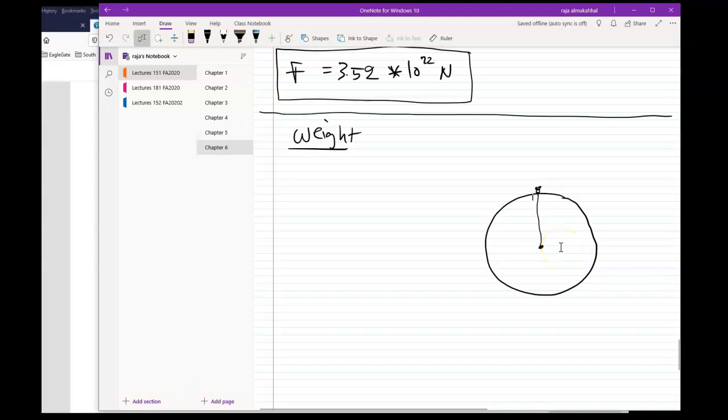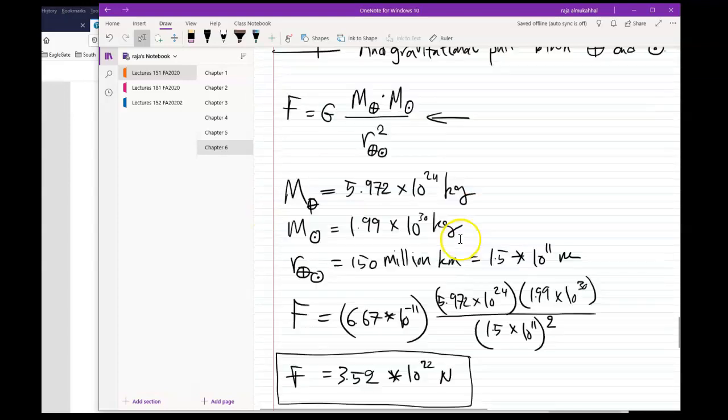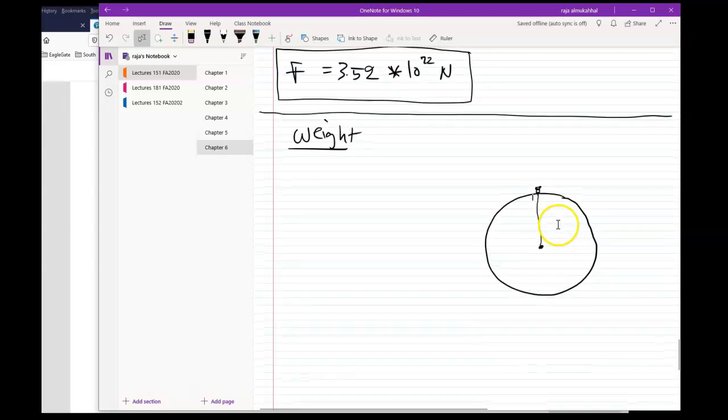So what I want to do, here we calculate the gravitational pull between the Earth and the Sun, and I use this formula. Well, I want to use the same formula to calculate the gravitational pull between me and the Earth, in other words, between me here and the center of the Earth. You see what I'm saying? So that gravitational pull, F, is going to be equal to G, my mass times the mass of the Earth, divided by the distance between me and the Earth. Do you agree with me?